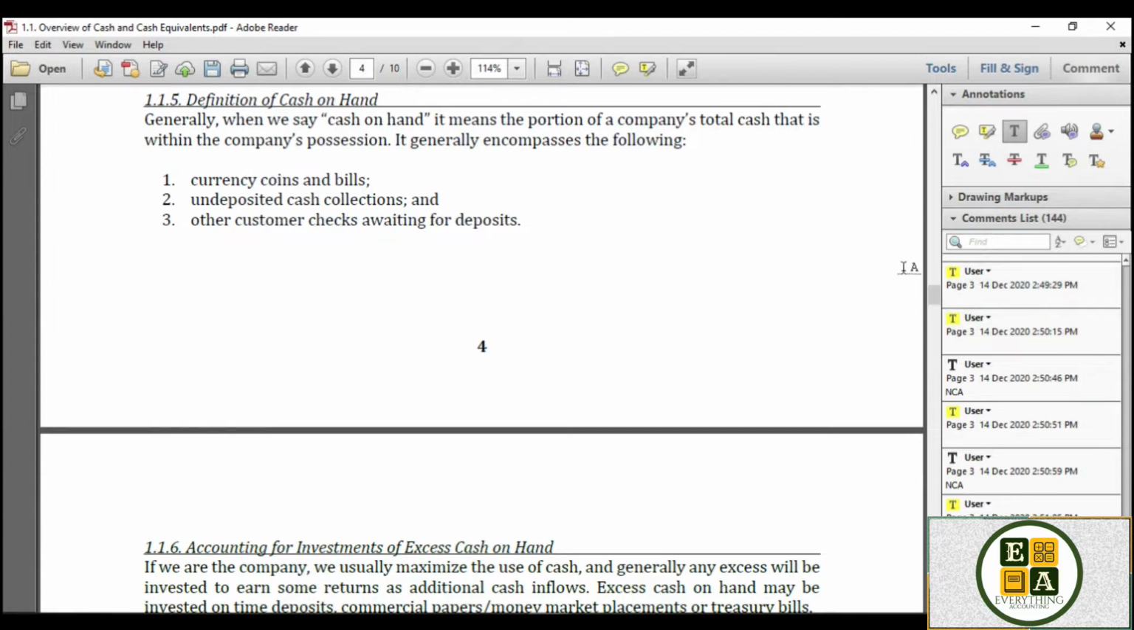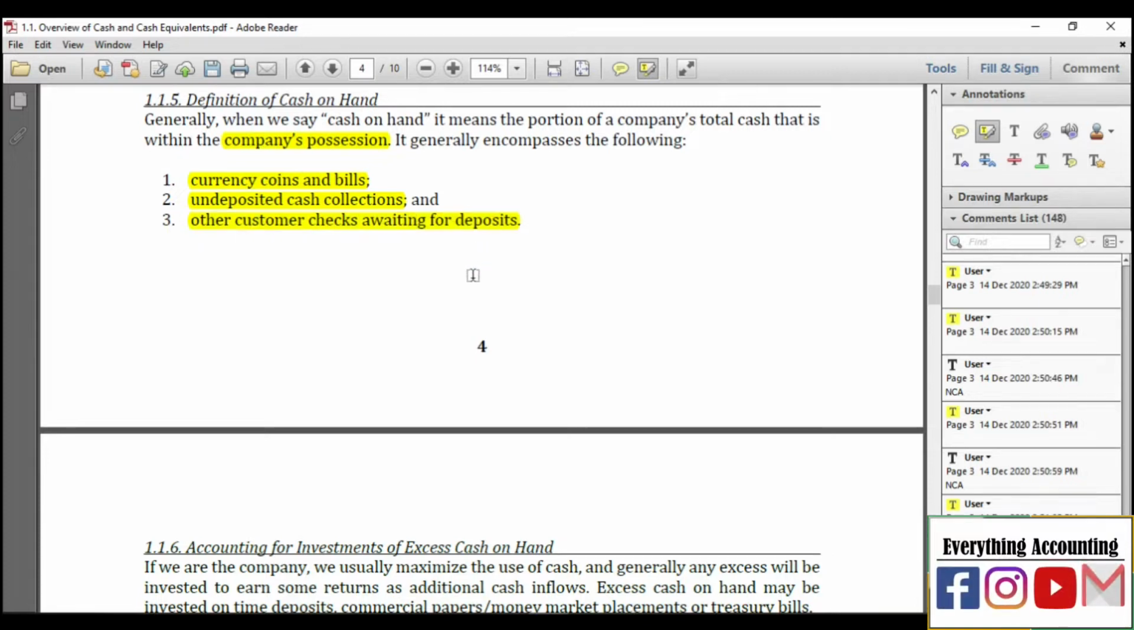Generally, pag sinabi nating cash on hand, sabi kanina is those items that are in possession. Okay, company cash and cash items of cash that are in company's possession. Portion of company's total cash. Example niyan, ito encompasses yung currency coins and bills, yung undeposited collections or those collections awaiting deposits, cash on hand yan. We also have yung other customer checks awaiting for deposits. As long as hindi pa yan nade-deposit, pwede pang tawagin yan as cash on hand. Now, yun yung short definition ng cash on hand.